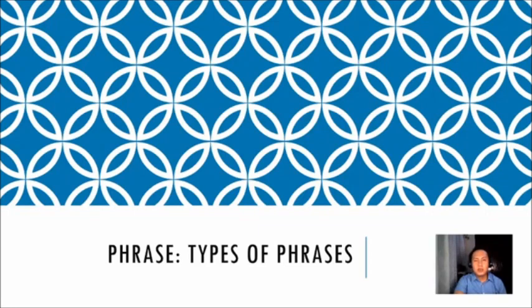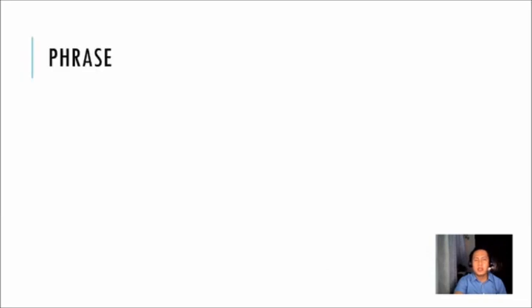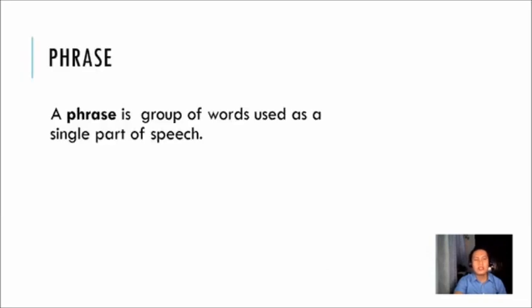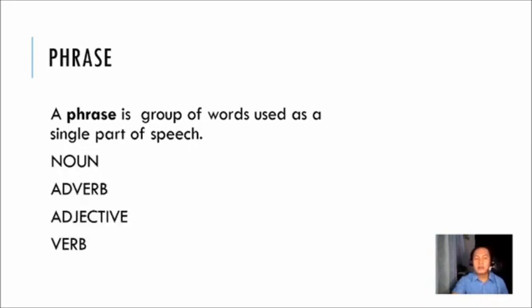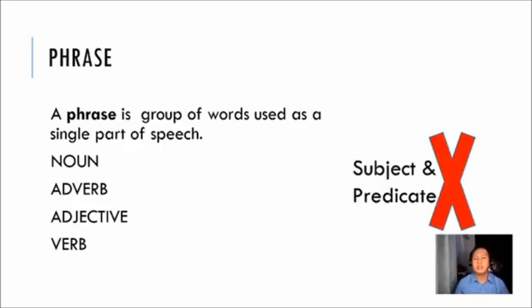Hi, in today's lesson we are going to learn about phrases and the 7 types of phrases. Now, what is a phrase or what are phrases? A phrase is a group of words used as a single part of speech. In a sentence, it may function as a noun, adverb, adjective, or even a verb. Unlike clauses, phrases do not have a subject and predicate. Phrases need other parts of a sentence for it to be meaningful.